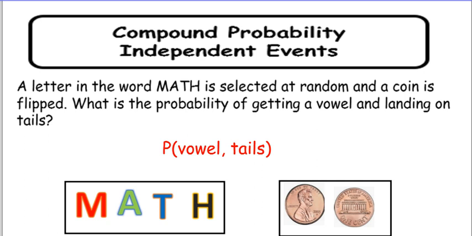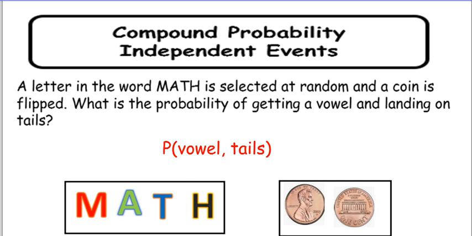Today we'll be calculating compound probabilities of independent events. So we will be calculating more than one probability, and the outcome of one event doesn't rely on the outcome of another event. So let's look at our first example.